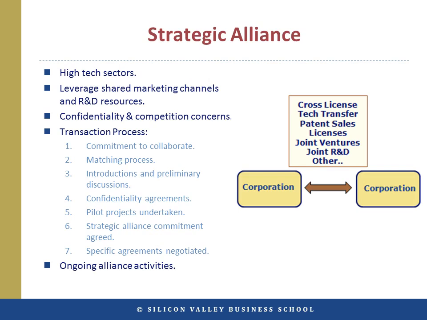Then the strategic alliance commitment is agreed. This agreement can be very high level. Often it's merely an agreement to agree. Then specific agreements are negotiated. The legal teams on each side negotiate the terms of the various agreements that constitute the strategic alliance. Finally, a strategic alliance is not a discrete transaction. A multitude of activities continue to take place over time.